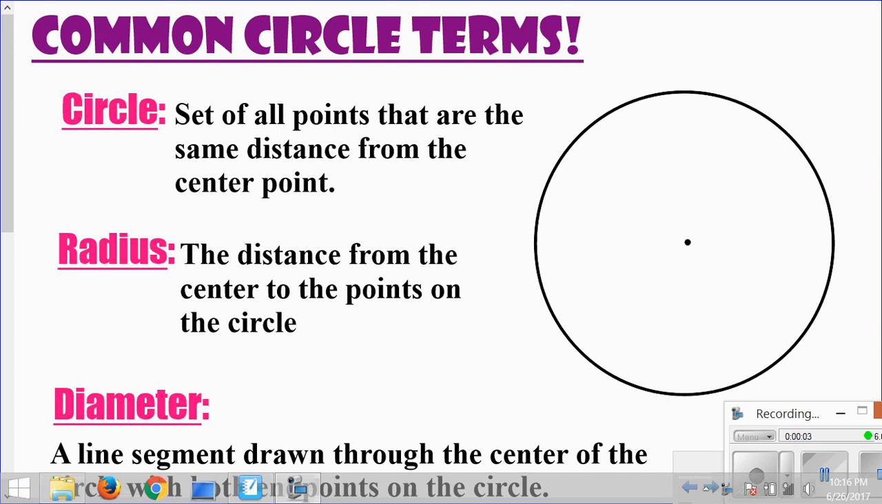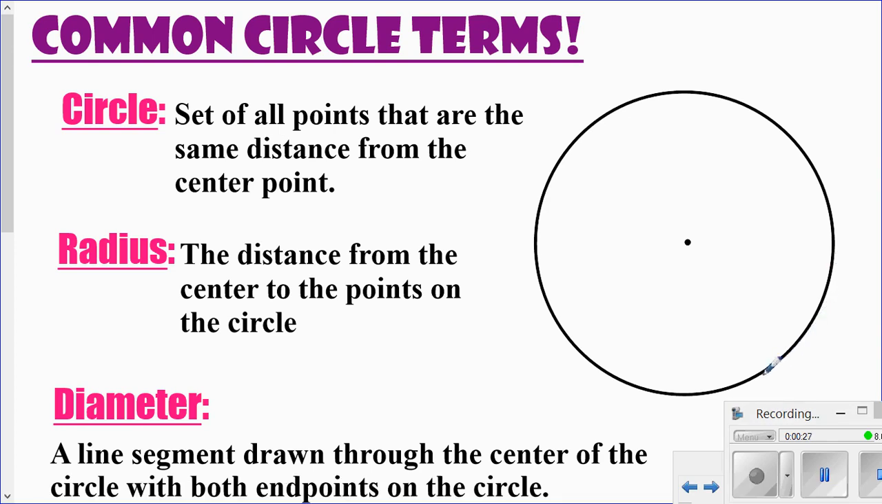Okay, so I'm going to talk about some common terms that we usually use when we're discussing circles. The first is actually the term circle. A circle is a set of all points that are the same distance, or equidistant, from the center point. If I have this circle here, I have a point in the center, and all these other points that make up the circle, that lie on the circle, are the same distance away from that center point. They're equidistant. So that makes a circle.